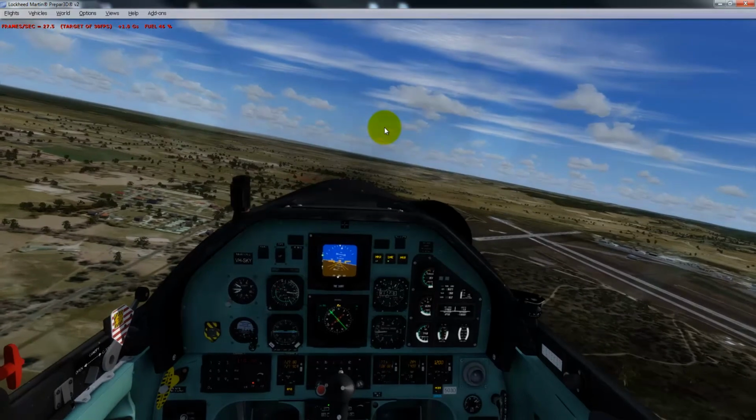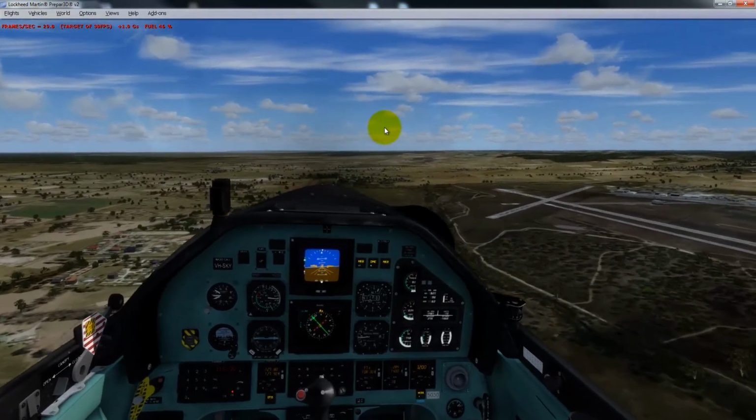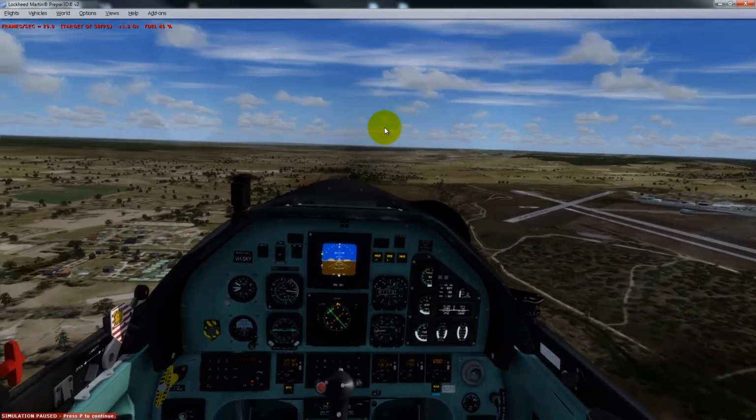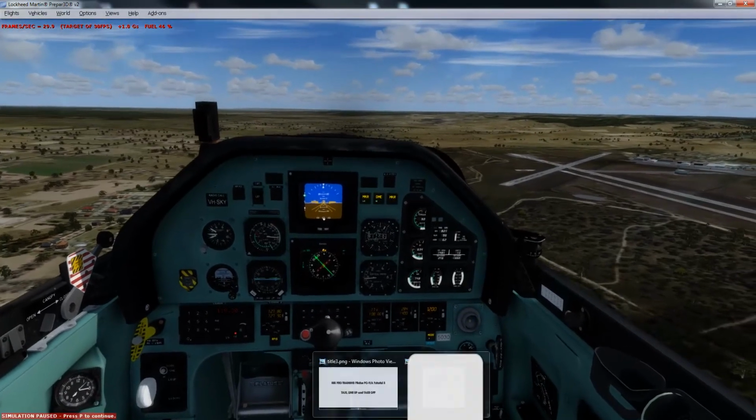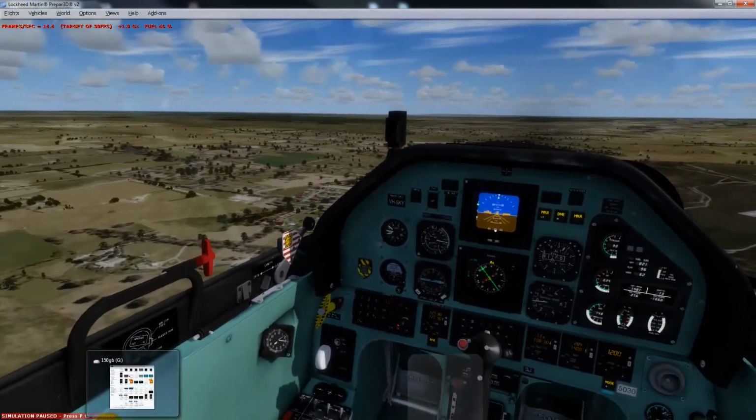So, we're going to pause the simulator here for a moment, and we're going to go take a look at a couple of images.